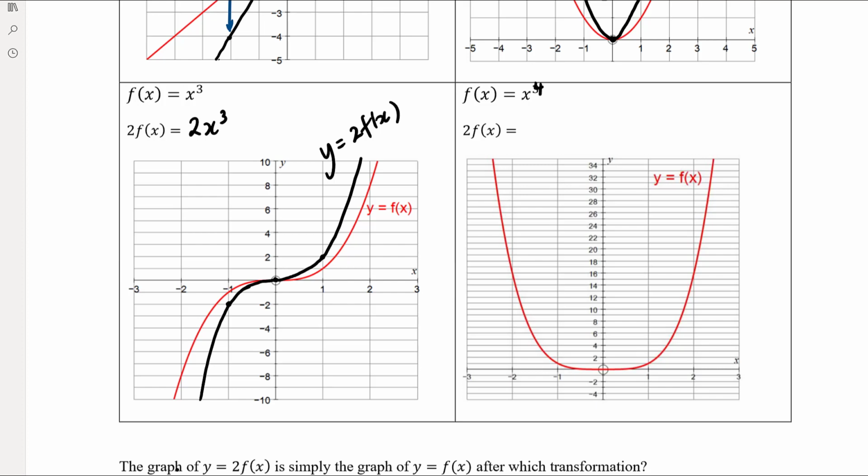We've got f of x is x to the power of 4, so the basic quartic graph. If we then want to sketch 2 times f of x, that is 2 times x to the power of 4, that is x to the power of 4 dilated by 2 from the x-axis. So all the y-coordinates are doubled. So this point at 2, 16 is now at 2, 32. This point at negative 2, 16 is now at negative 2, 32. And so we've got a steeper quartic because we have dilated it from the x-axis by a factor of 2.